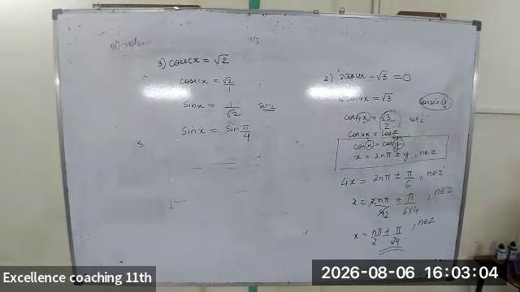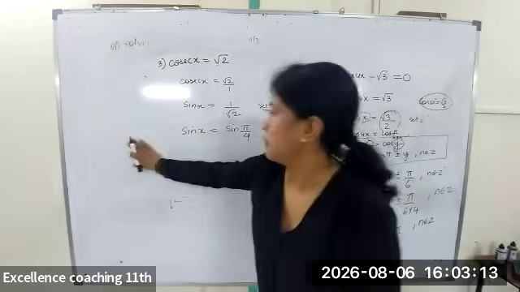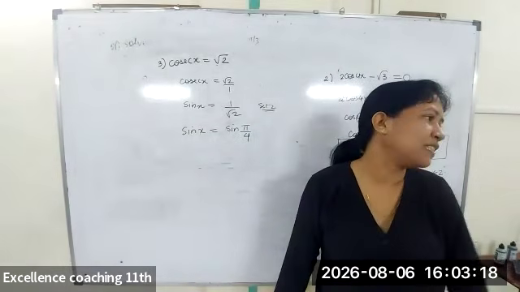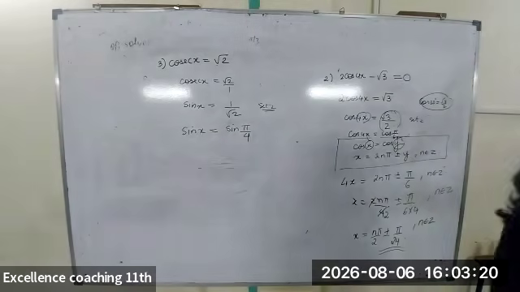What was it? If we get cosec, we have to bring it in sine form and apply next.